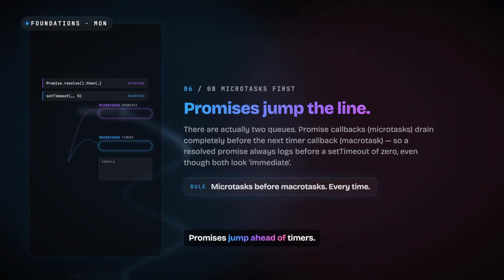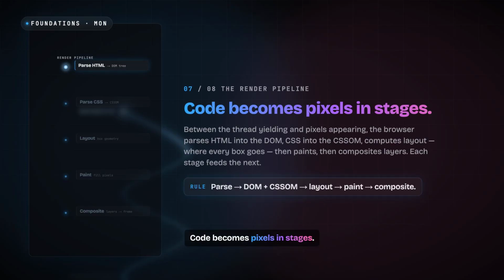Here's the part that trips people up. There isn't one queue, there are two. Promises go in the microtask queue. Timers, like setTimeout, go in the macrotask queue. And the rule is, after each task, the browser drains the entire microtask queue before touching the next macrotask. So a resolved promise always runs before a setTimeout of 0, every single time. Now you know why. But running your code is only half the story.